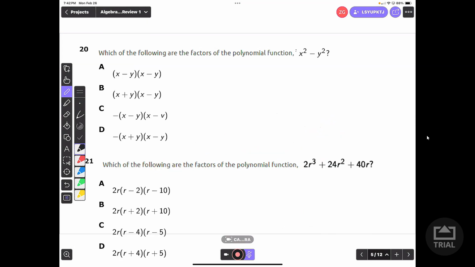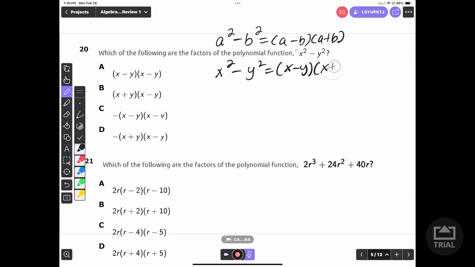Number 20 is the difference of two squares, and you do have the formula. A squared minus b squared is equal to a minus b times a plus b. So we have x squared minus y squared. So it's x minus y and x plus y. I'm going to give you this formula on the test, along with the other factoring formulas. So your answer is B.